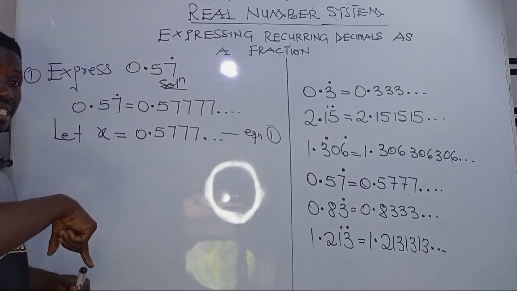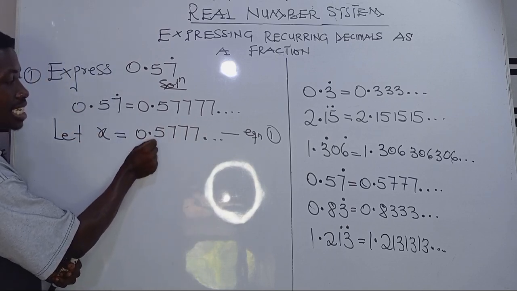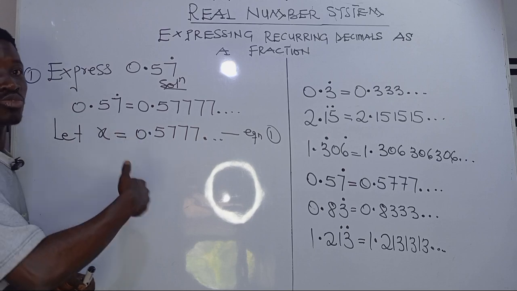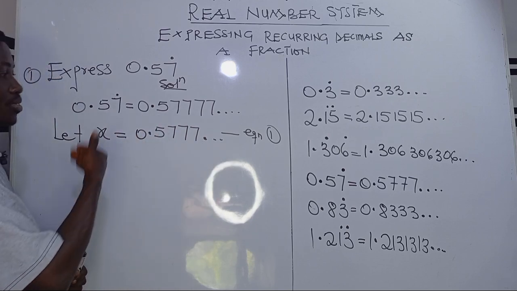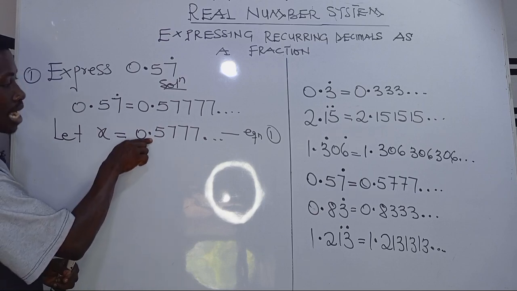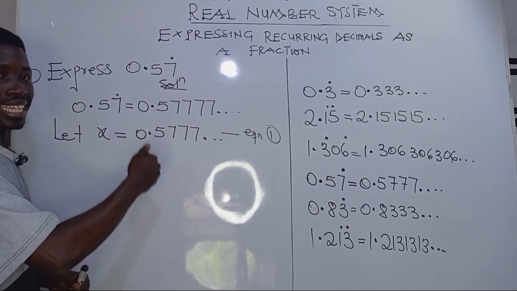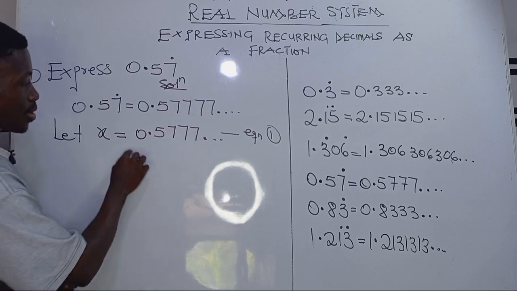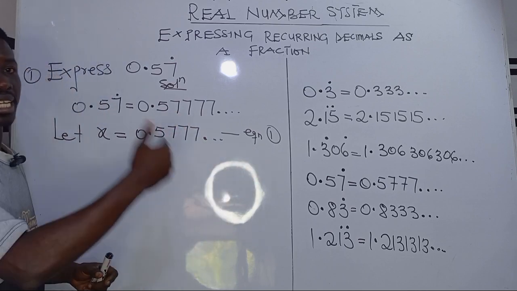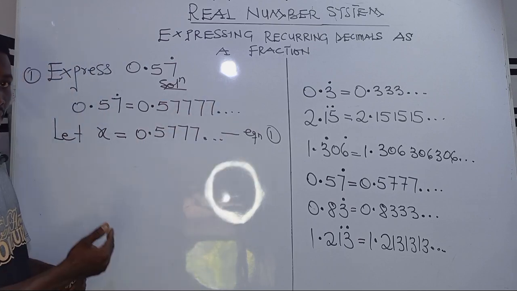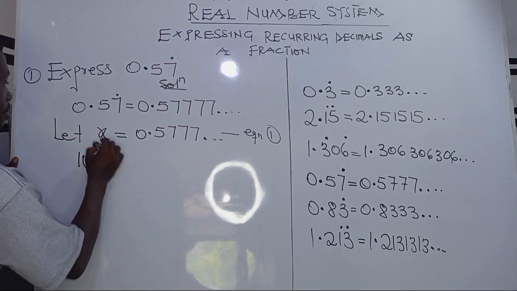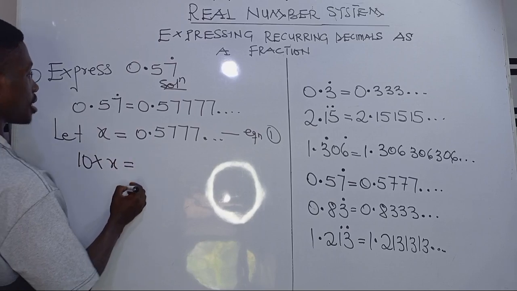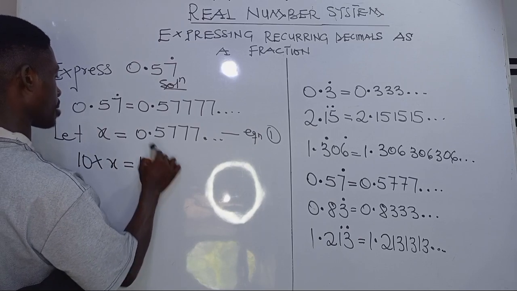If it is two digits that come just behind the decimal point and do not repeat, we multiply equation 1 by 100. If it is three digits that come directly behind the decimal point and do not repeat or recur, we multiply equation 1 by 1000, in that order. I guess you've gotten the clue. So we have 10 times what? x. Then we have 10 times what?